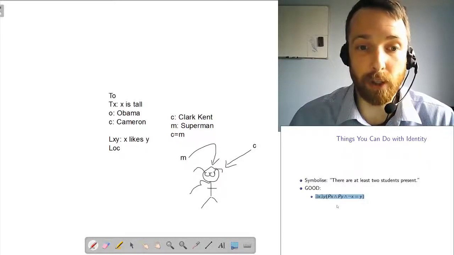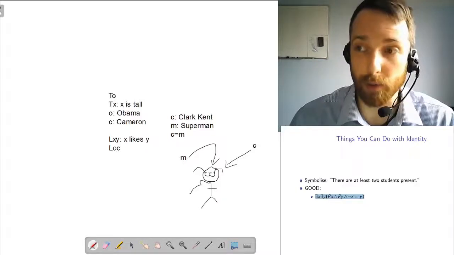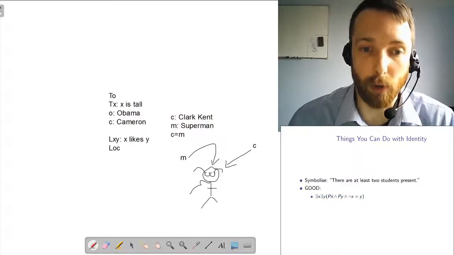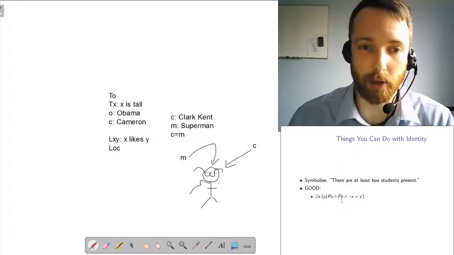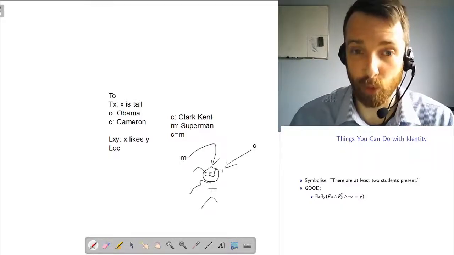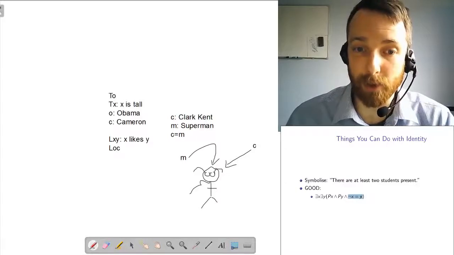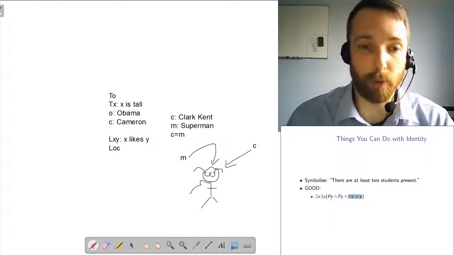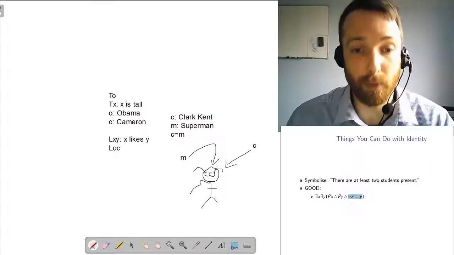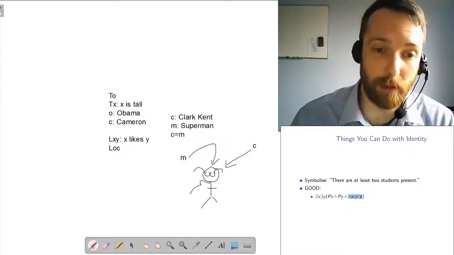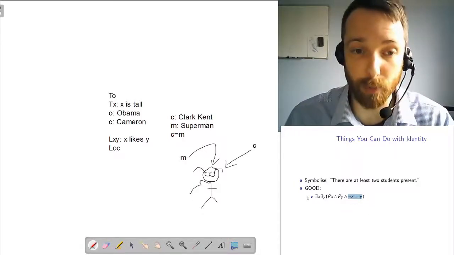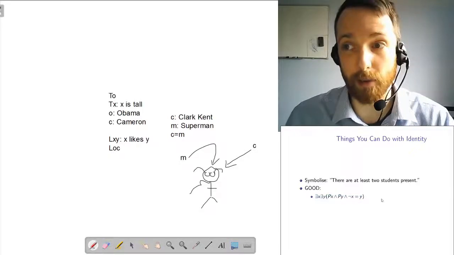So if I substitute in Roger for X and Roger for Y, we wind up saying Roger is present, true, and Roger is present, true, and Roger is not the same person as Roger. Well, that's false. So I wind up with true and false, and just from the truth table, that's false. So that doesn't satisfy. In order for this sentence to be true, you need to have another person around.